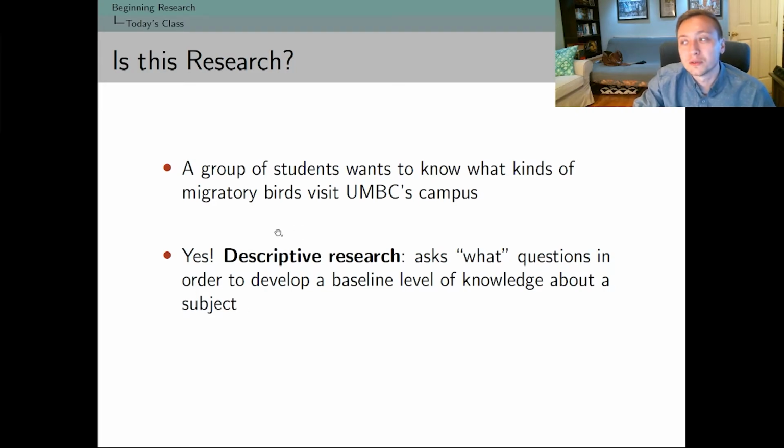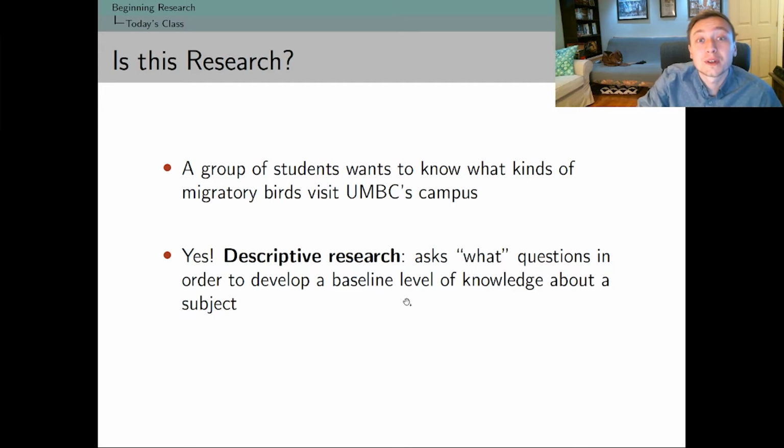It's not about do the birds do X, right? What's the relationship between the birds and something else? It's just about the birds. All they want to know is what birds are there? And so these descriptive research questions ask what questions. They just try to lay the groundwork for our broader understanding by helping us to figure out what is, right? Not what's the relationship between, what's the effect on, does X lead to Y, does Y lead to X? It's just about the thing itself.